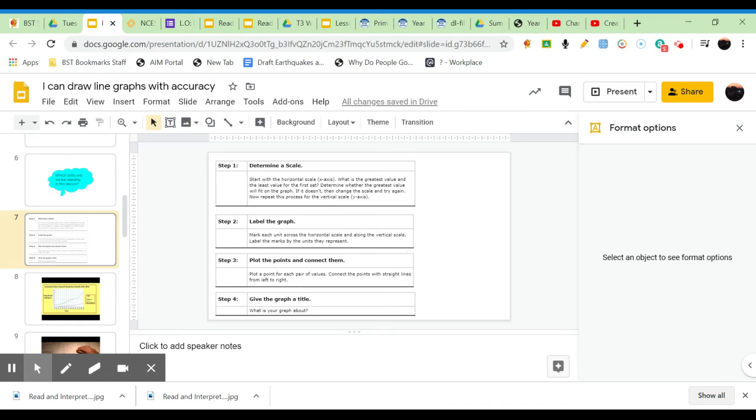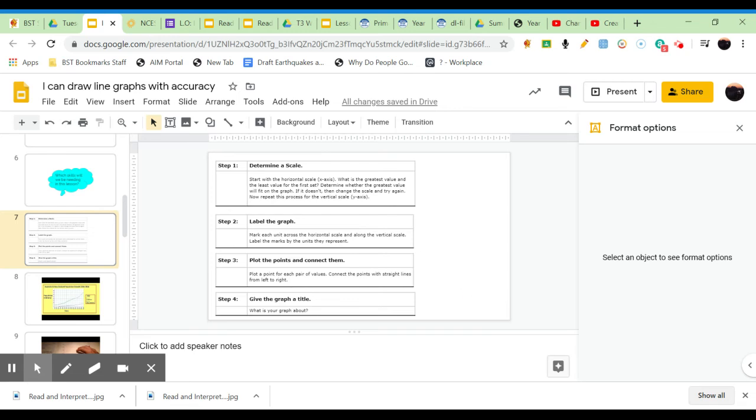Plot the points and connect them. So then what you do is you plot the points, and again, this is all explained in the videos below. Plot the points, and then you connect them using a ruler with straight lines. You will need a ruler for this. If you don't have a ruler, use the straight edge of something like a book. I don't know, whatever you can find. Give the graph a title. You have to give the graph a title, explain what it is about.